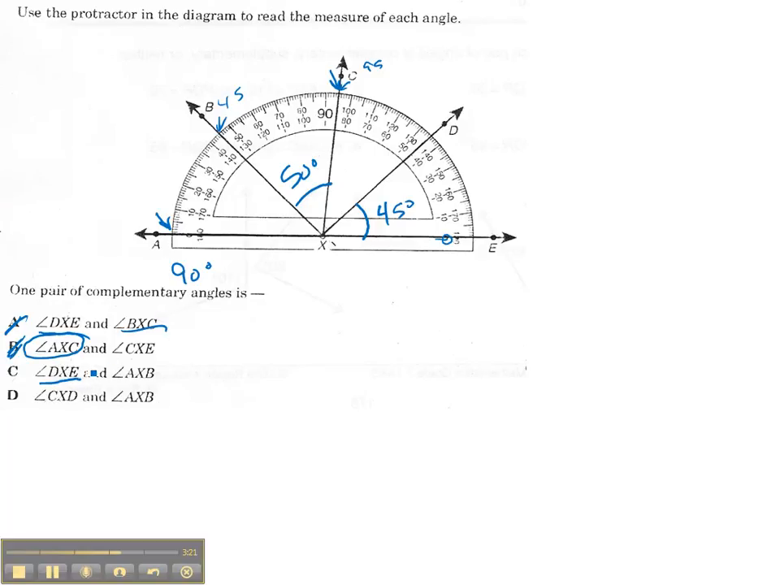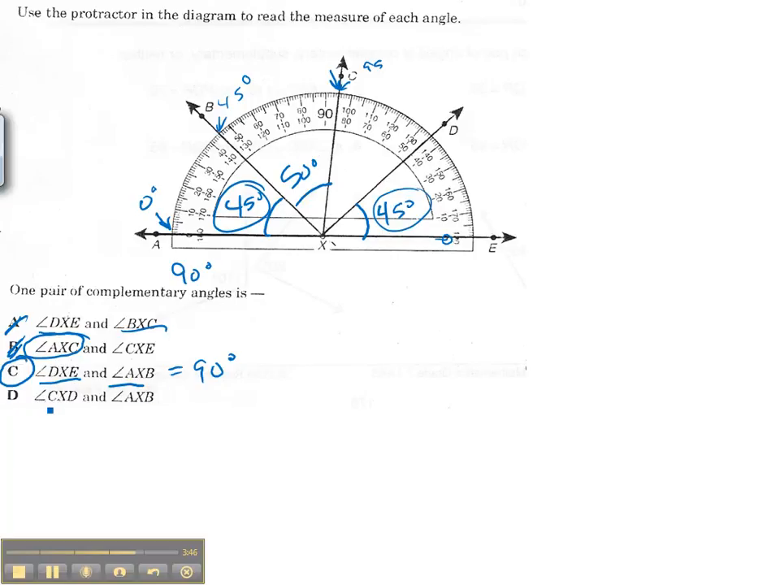Answer choice C says DXE. DXE we've already measured is 45 degrees. And angle AXB. A again starts at 0 degrees on the outer scale, and at B it ends at 45 degrees on the outer scale. So this angle is 45 degrees. And the two angles I've circled, 45 plus 45, do equal 90 degrees. So there's our answer, C.